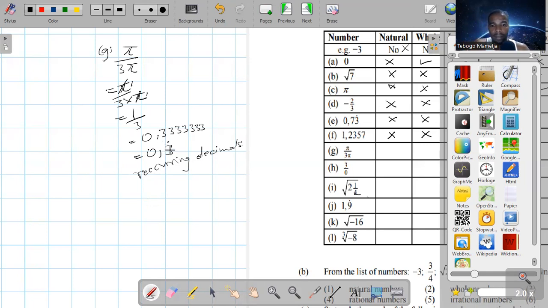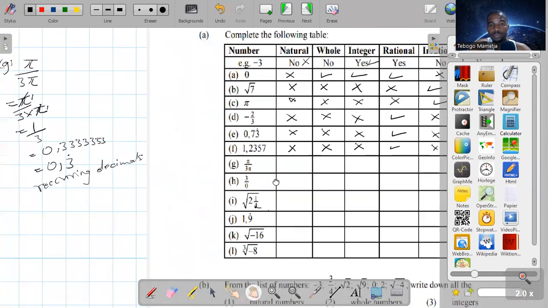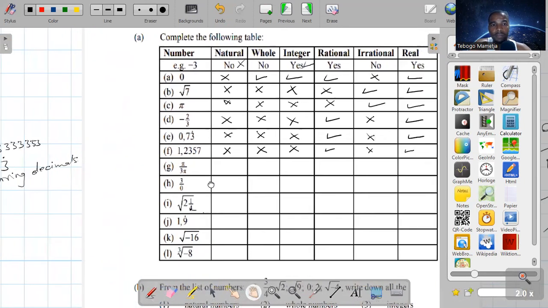Let me go back to my page to fill my table. Let me activate my pen. So that number is a recurring decimal. So is that a natural number? No. Is that a whole number? No. Is that an integer? No. Is that a rational number? Yes, it's a rational number. Is that irrational? No.